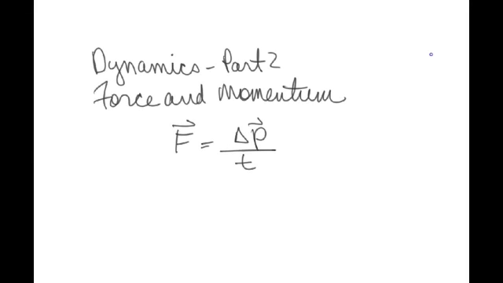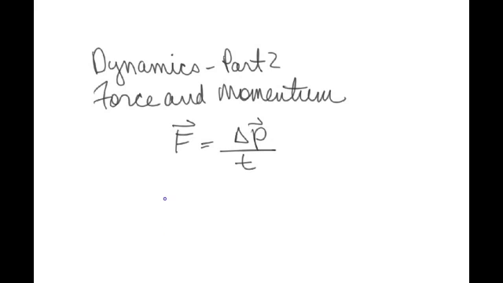Welcome to Dynamics Part 2, Force and Momentum. As you see on the screen, an alternate form of Newton's second law, F equals ma, is F, the force, is equal to the change in momentum divided by time. And keep in mind that both force and momentum are vector quantities.